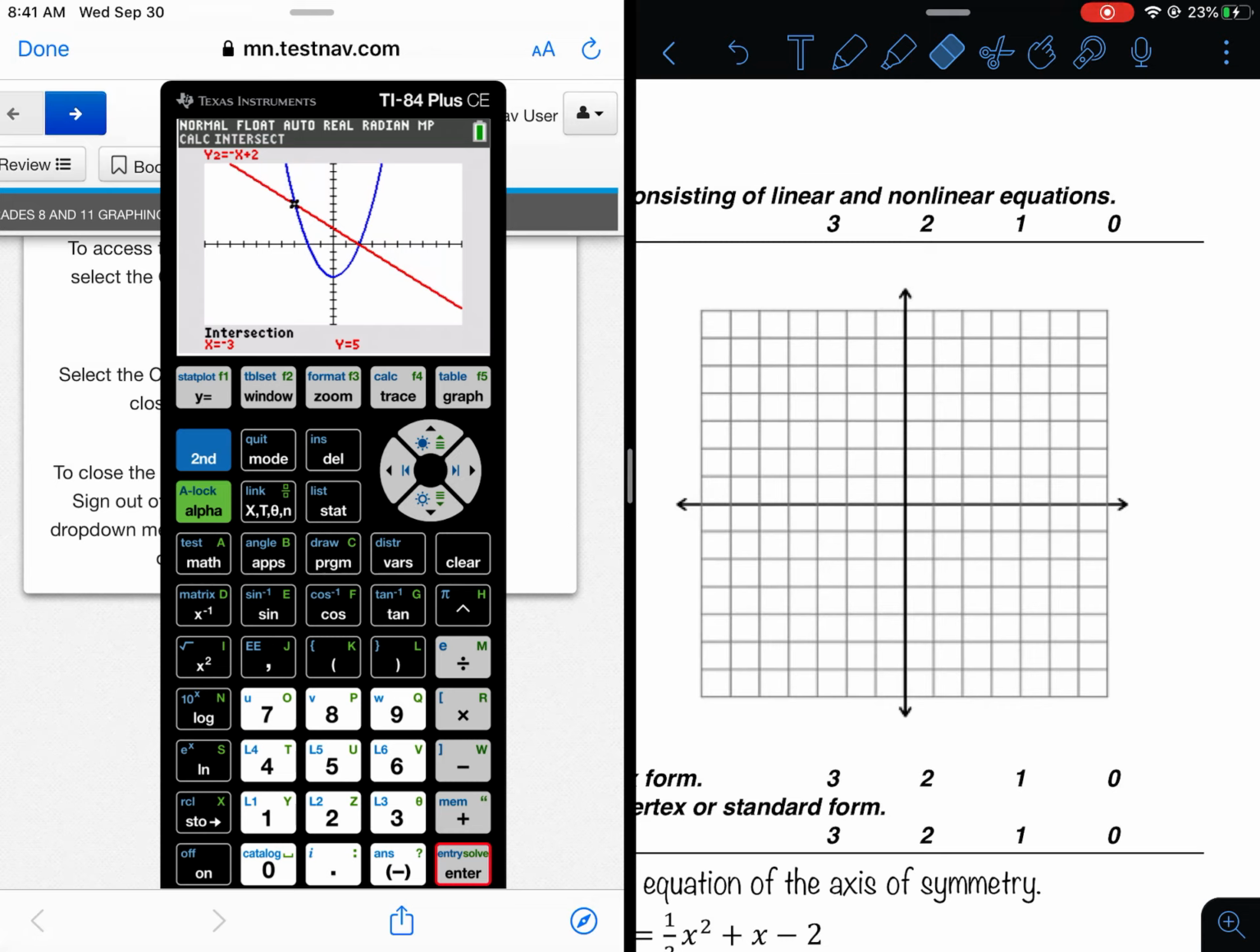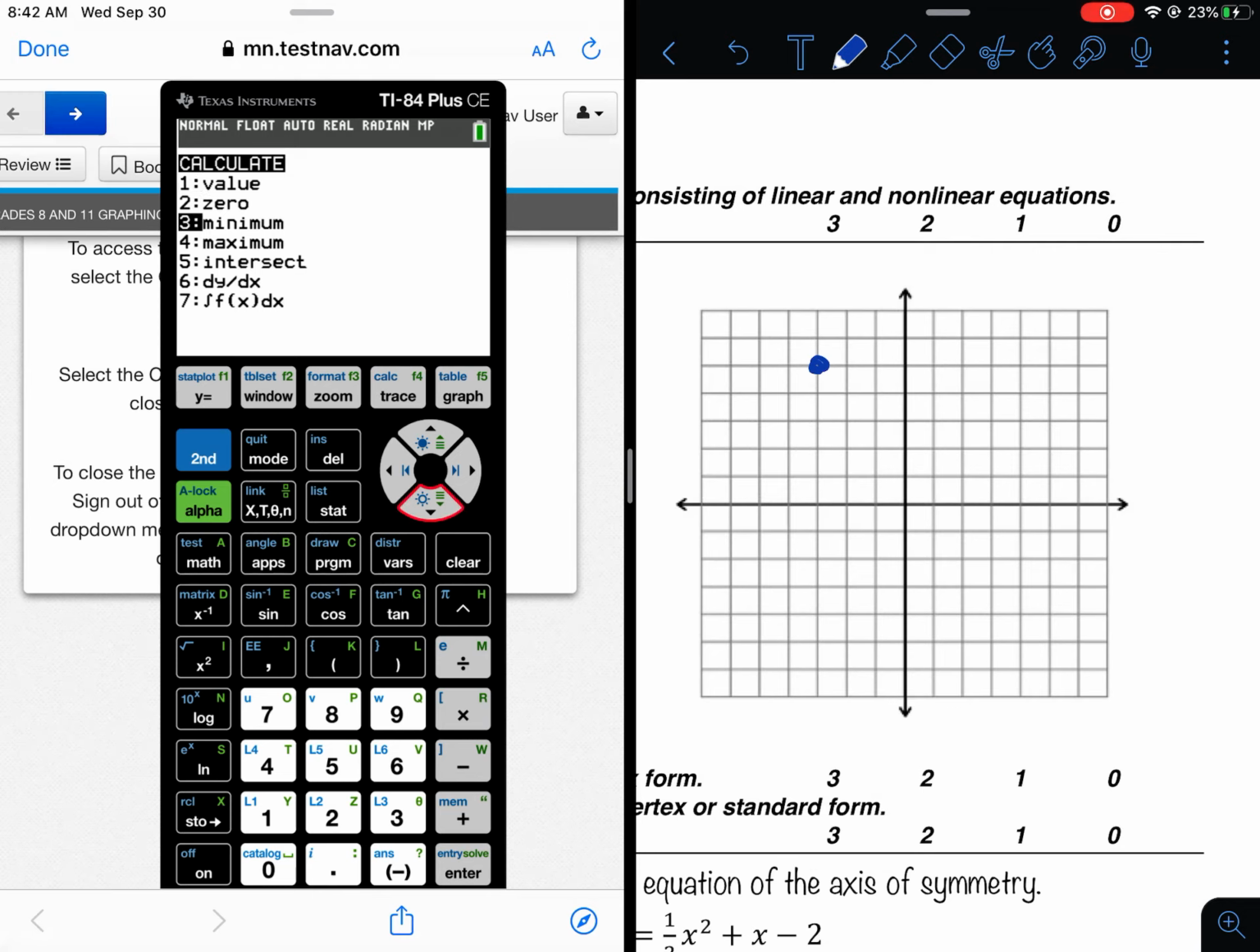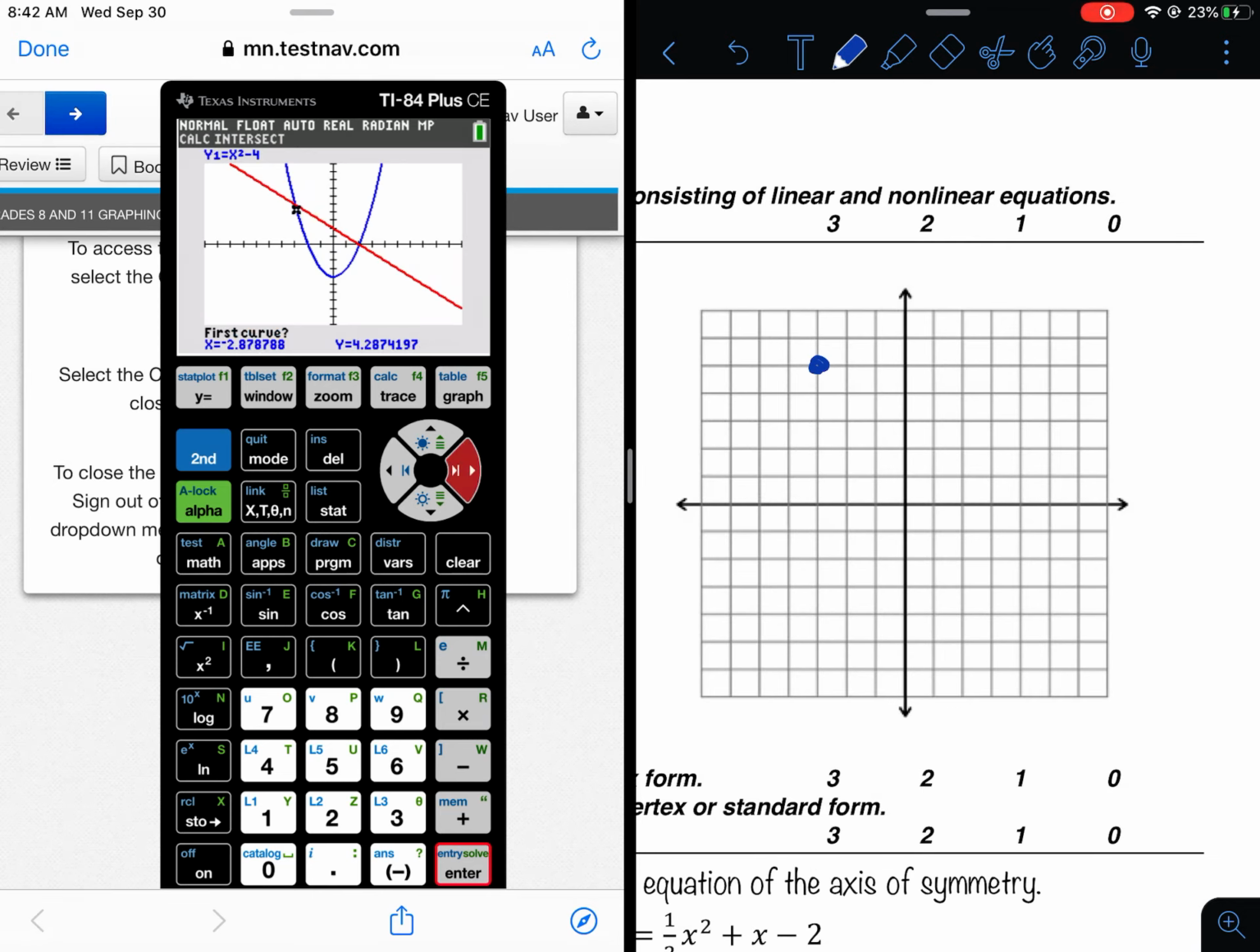So I go to negative 3, 5 over here in Notability: 1, 2, 3, 4, 5. And so I know it crosses right there. I also can see it probably crosses at 2, where x is 2, but let's just verify that. Second, trace, intersect. Now I want to find the other one, so I'm going to put the cursor closer to this one.